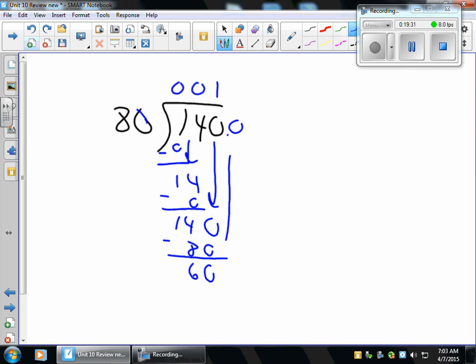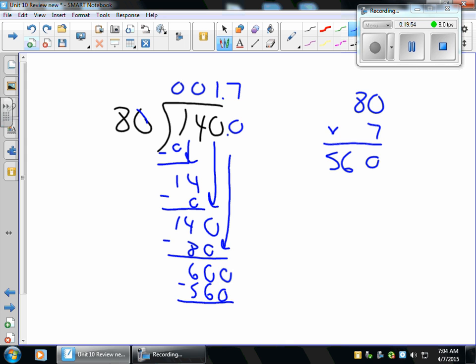Bring down the 0. How many times can 80 go into 600? Well, let's go 80 times 7. What do we get? 560. 7, so we have 560. We still have a number left over, so we have to keep going, kids.